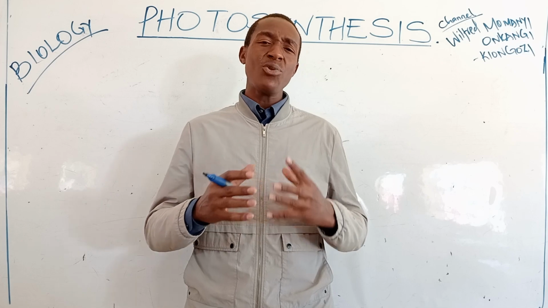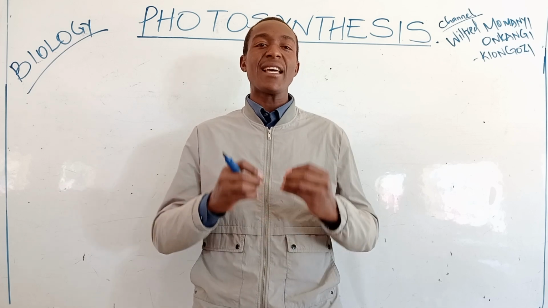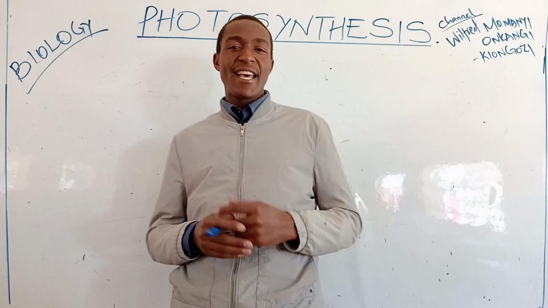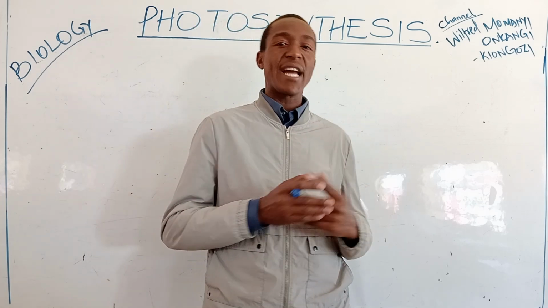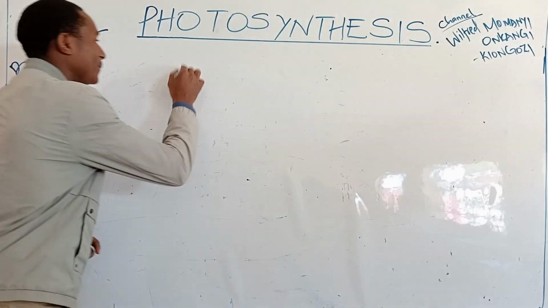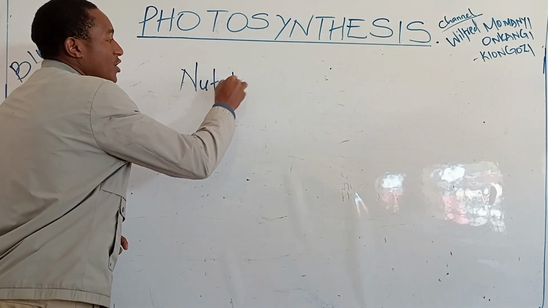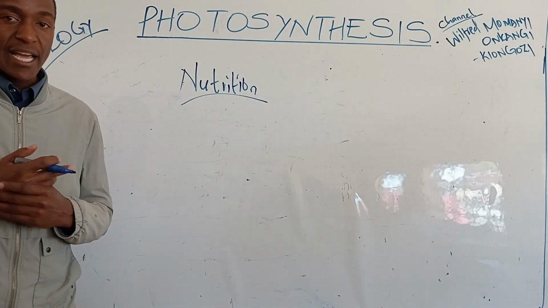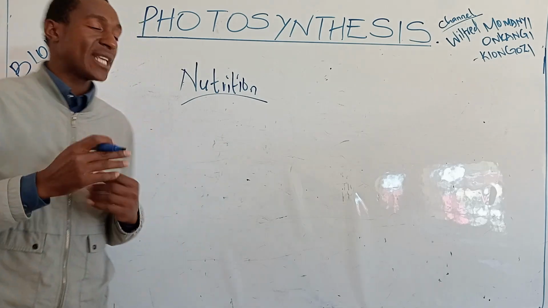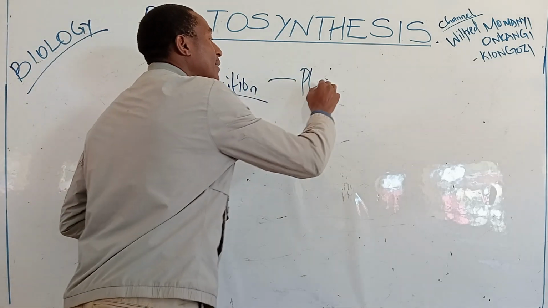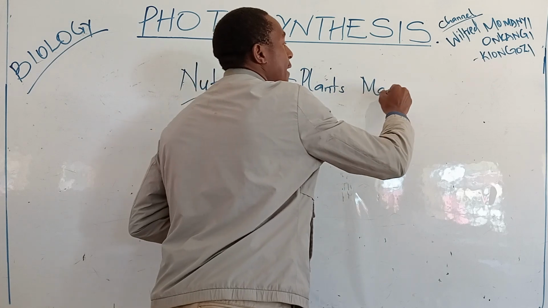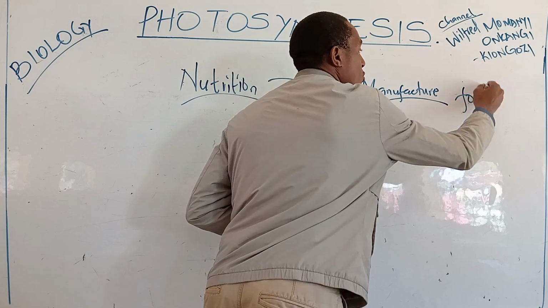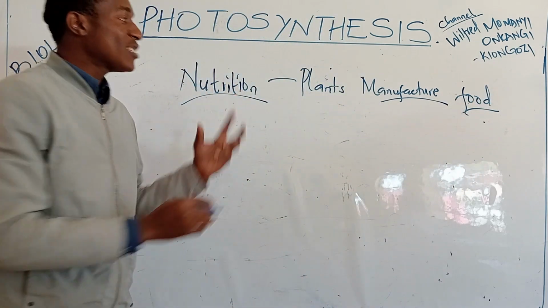It's good you understand that photosynthesis is a characteristic of green plants. In Form 1, you learned about characteristics of living organisms, and you talked about nutrition as a characteristic of living organisms. And you gave a difference between animals and plants. You said that plants manufacture their own food.